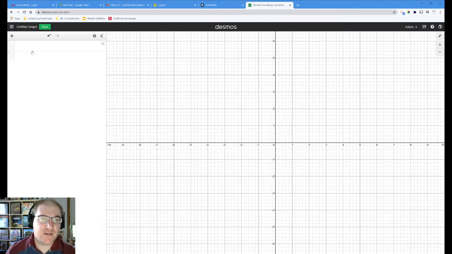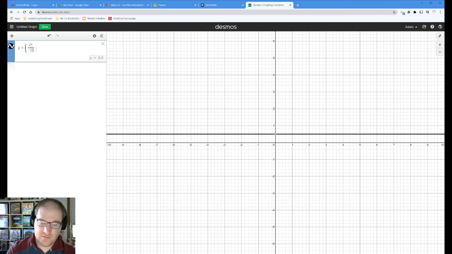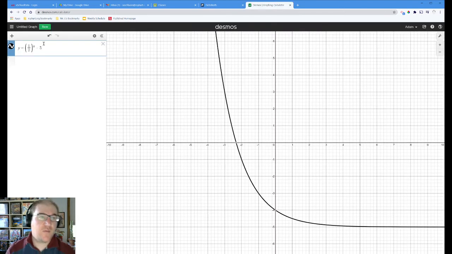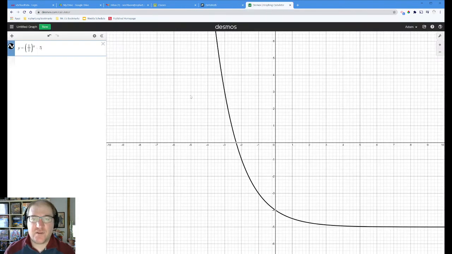So I'm going to type y equals parentheses 1/2 to the x minus 5. And there we go. There's what the graph should look like. And they say that I should take at least 4 points from this graph.